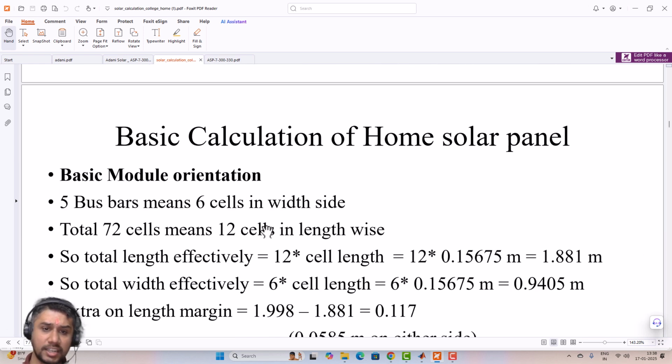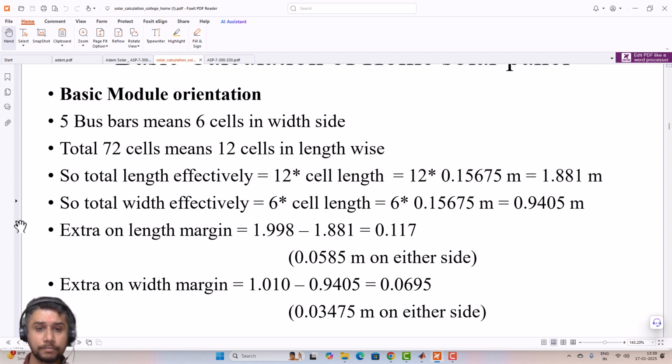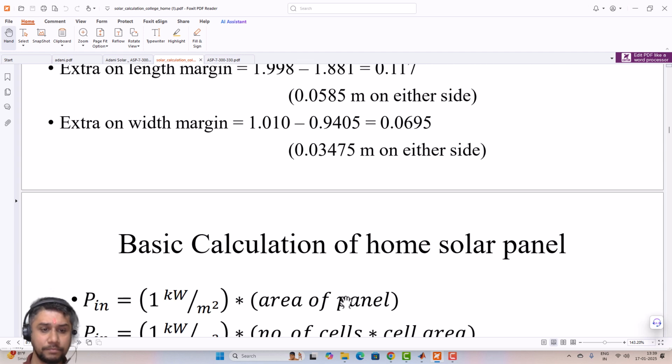5 bus bar means 6 cells in width, total 72 cells, so 12 cells lengthwise. So the total length effectively is 12 into the length of this, so 1.881 meter, and widthwise 0.1657 into 6, so it is like this. The extra length on either side is for the purpose of safety margin, 0.0585 meter on both sides on length, and on width 0.03475 meter. These are some safety margins after the cells.